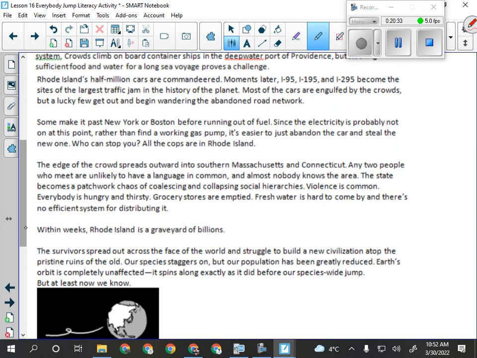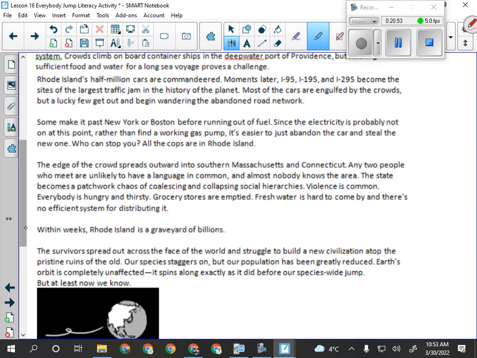At the edge, the crowd spreads outward into southern Massachusetts and Connecticut. Any two people who meet are unlikely to have a language in common. Almost nobody knows the area. The state becomes a patchwork chaos of coalescing and collapsing social hierarchies. Walking Dead. Okay, yeah.